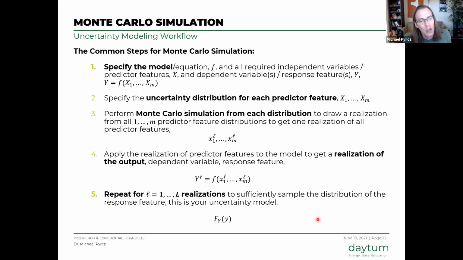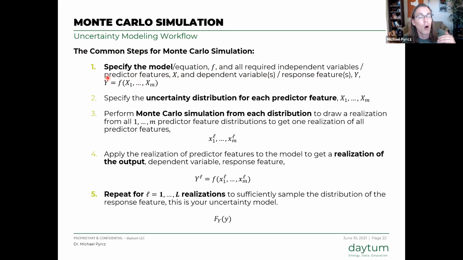We'd be frequentists, or you can be Bayesian about it, use priors and so forth. It's all good. Common steps for Monte Carlo simulation. Let's be very prescriptive now. We specify the model, the equation. That's the transfer function. It's going to take your set of input predictor features. It's going to get your output. You hope it's as close to dollars as possible.